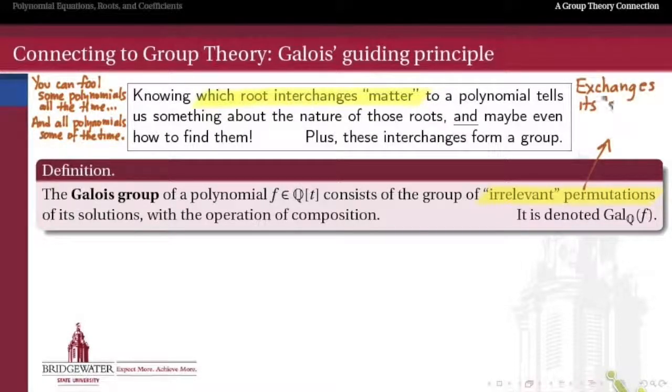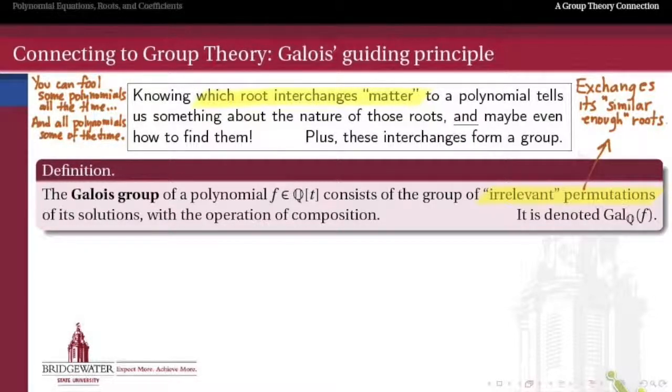So the definition that we make is that because these interchanges of roots are just permutation operations, they look just like elements of a symmetric group, then when we equip them with the operation of composition, we get a group, and that group is called the Galois group of your polynomial. So it consists of the group of those permutations of the roots of that polynomial which are irrelevant. So those permutations that exchange the roots that are similar enough.